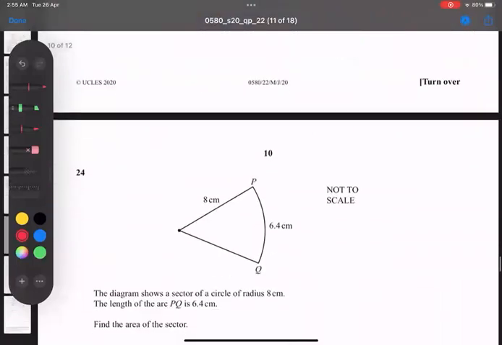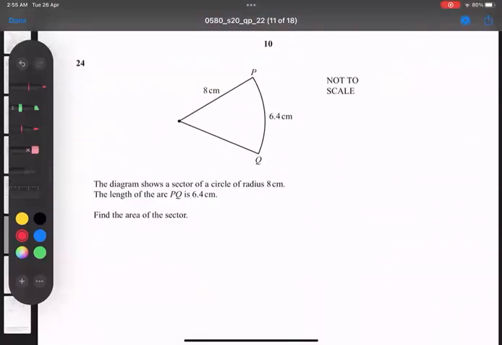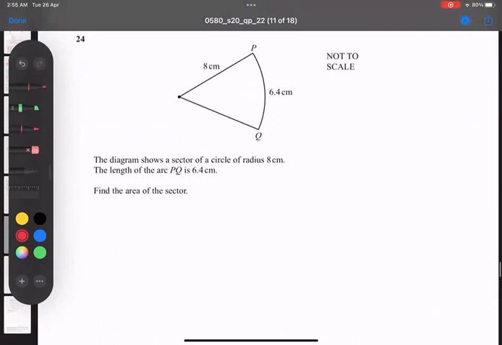Alhamdulillah. Question number 24. He said in this question that the radius is 8 and the arc length is 6.4. Arc length is given, and all of you know the arc length formula: theta by 360 degrees into 2 pi r. The arc length is given as 6.4, so here I'm writing 6.4, and theta is unknown, so I keep theta as it is, and 2 pi r, the radius is 8.